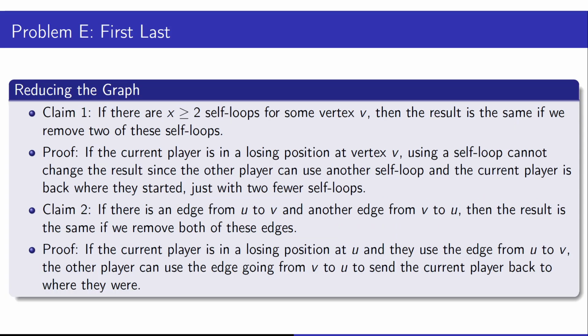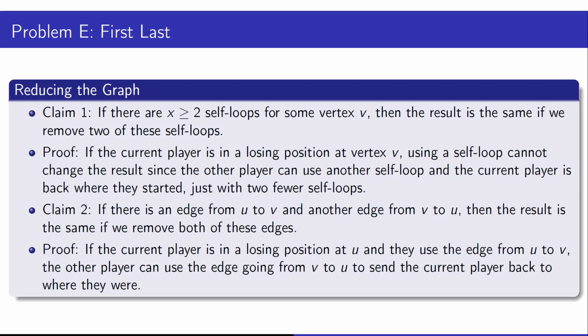So what we can do now is show that there are some edges that we can remove from the graph, which will not affect the final outcome. For example, if there are at least 2 self-loops for some vertex, we can show that the result is the same if we remove 2 of the self-loops. Finally, if there is a cycle of length 2, so you have an edge from U to V and an edge from V to U, you can also remove those 2 edges.